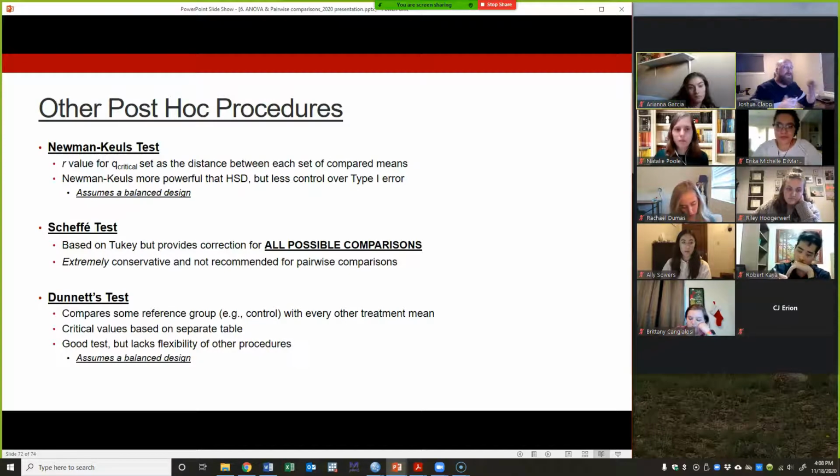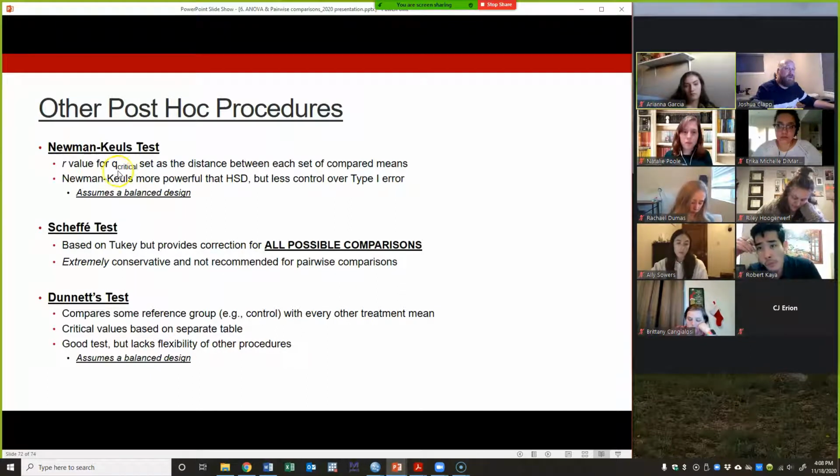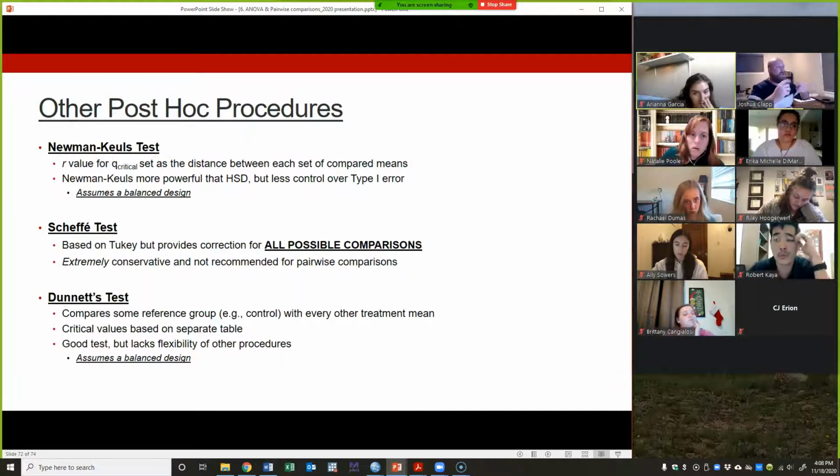All right. Other post hoc procedures, we've got the Newman-Keuls test. Here, what you've got is your r for q critical set as, so this is going back to that original approach to Tukey, where you get a different critical value for each comparison depending on how far away, right? Problem with Newman-Keuls is it's got less control over type 1 error, also assuming a balanced design, which we often don't have in applied settings.